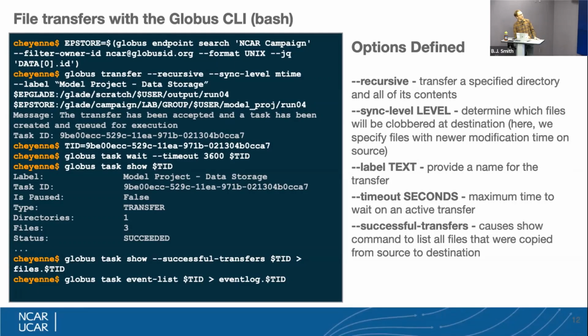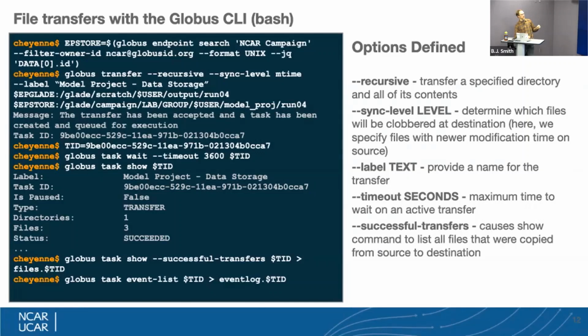Finally, I'm giving this transfer a label. I'm calling it model project data storage. It's a string with spaces in it, so that's fine as long as you encapsulate it in quotes. And then the most important part here is I'm describing what I want to transfer, and the format is you give the endpoint ID, which I've stored in environment variables, a colon, and then the path to the data. And you want to do that for the source endpoint first and the destination endpoint second.